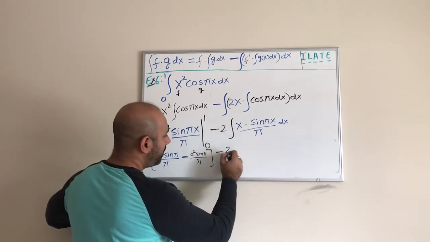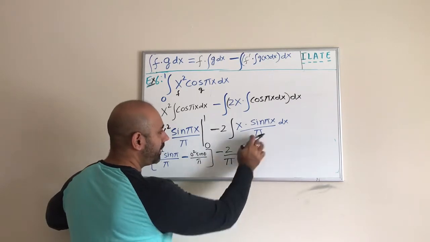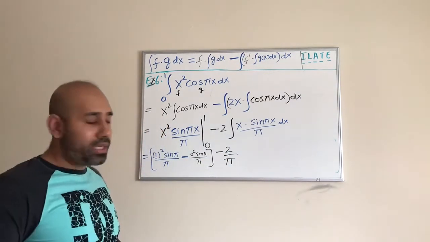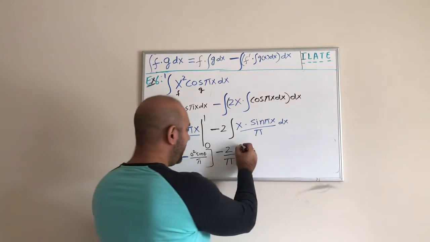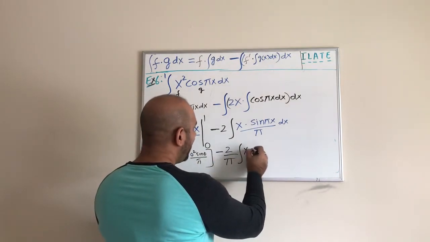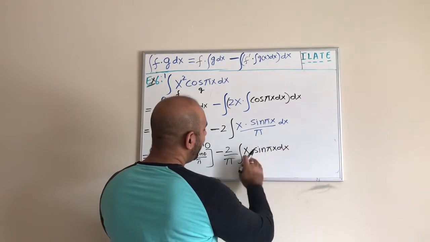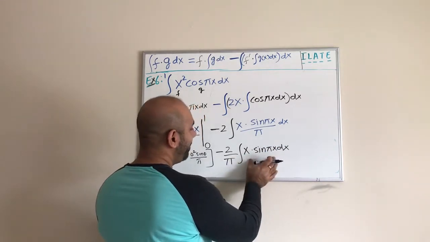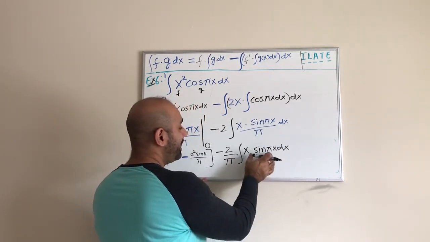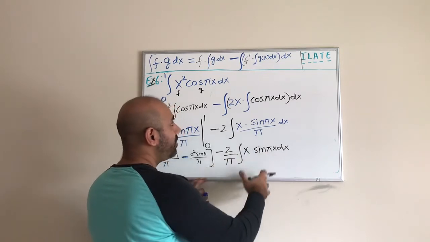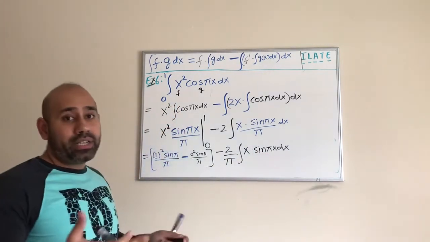So I can take that pi outside because it's a constant, so that's what we do with the constants, we take them outside. And inside here I have x times sine of pi x. So guys, it seems like we will not be able to simplify it right here. So we may have to again use the integration by parts method.